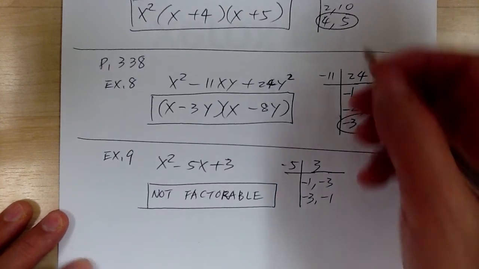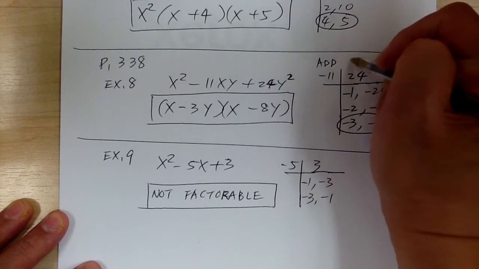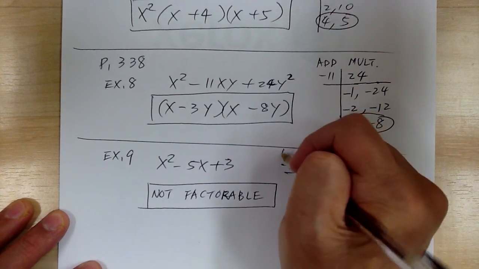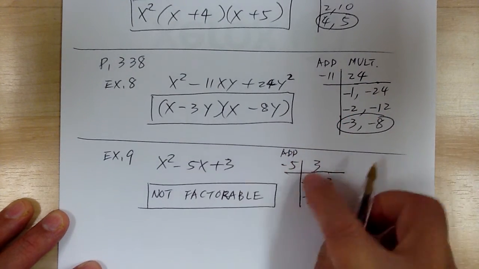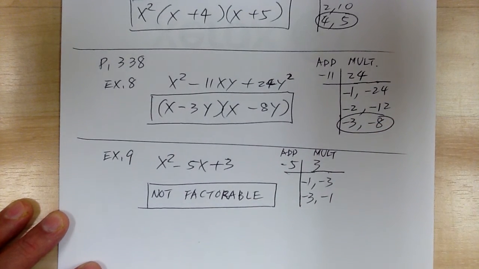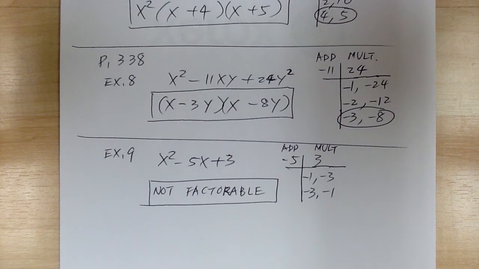And again, reminder, this number came from adding. This one came from multiplying. Okay? So again, this came from adding. You have to add to match that. You have to multiply to match that. And so that is how you do the factoring of the trinomial.